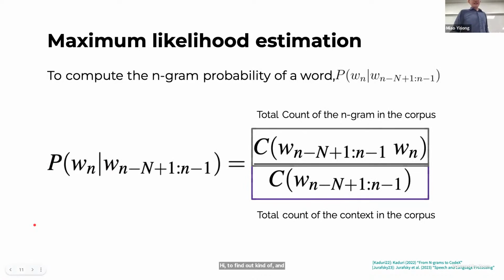And this is the generalization from bigram to n-gram. So this is the n-gram probability of a word WN given the context at the right side. This is just a formula that describes the proportion of the future word itself given the context.